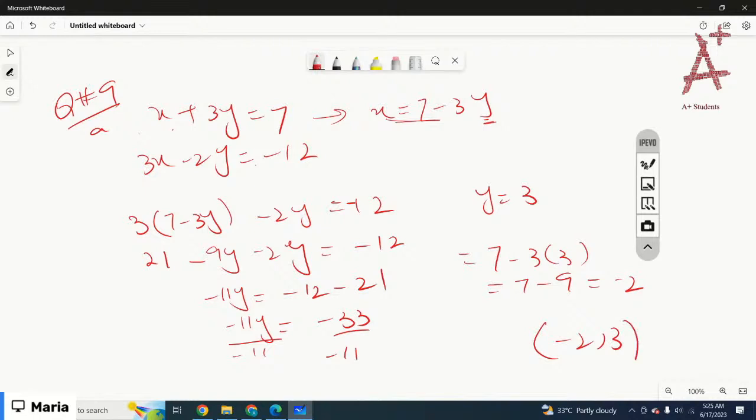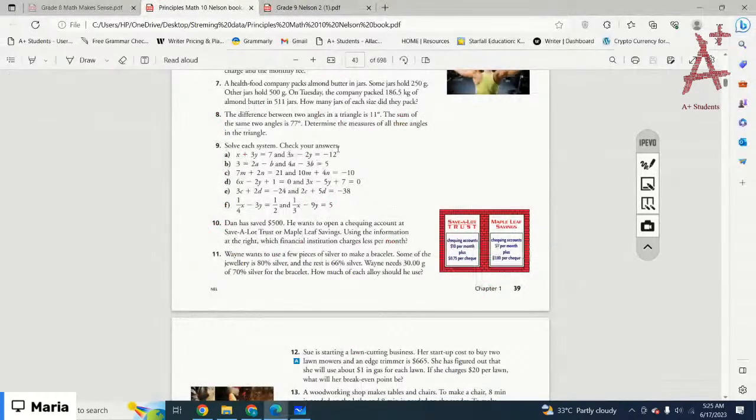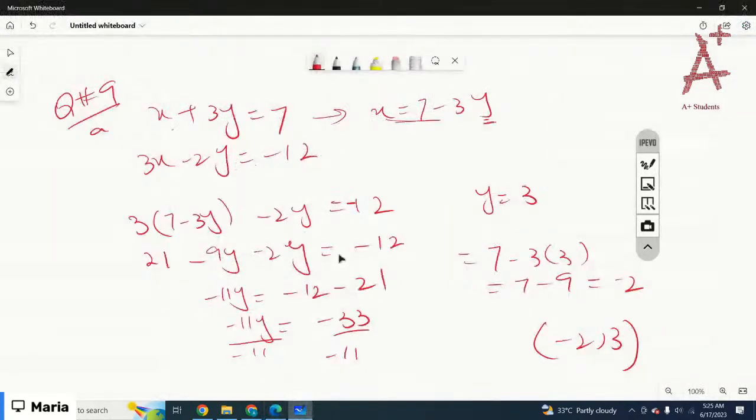But in the question you are asked to check if this is the solution. The question says check your answer. So how do you check? Just put the values in any of the equations. If the equation is satisfied, that means it is the solution of the system. Here I'm going to put x and y. Got it? X is negative 2, sorry.